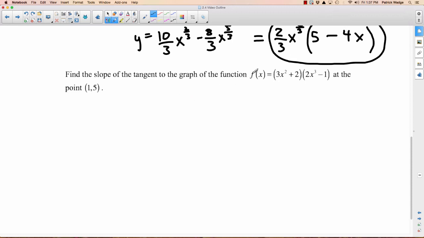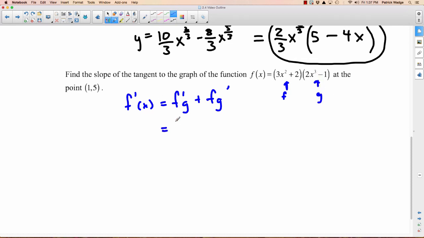If we're looking for the slope of the tangent to this function right here, then what you're interested in is the derivative of that function. How are we going to do that? You're going to use the product rule. You're going to do f prime g plus f g prime. Boy, I wrote that a lot here. What's your f and what's your g? This is your f, the 3x squared plus 2. This is your g, the 2x cubed minus 1.